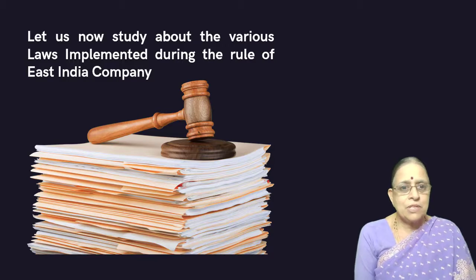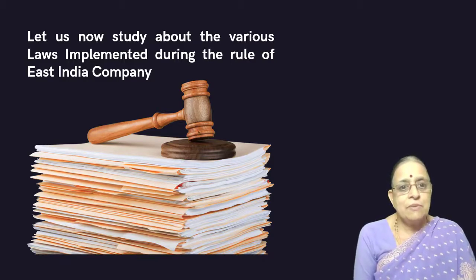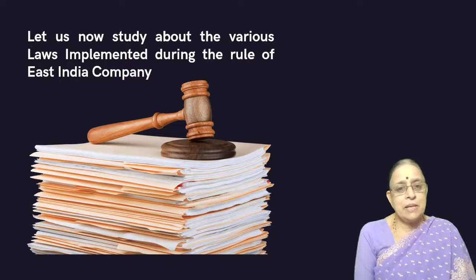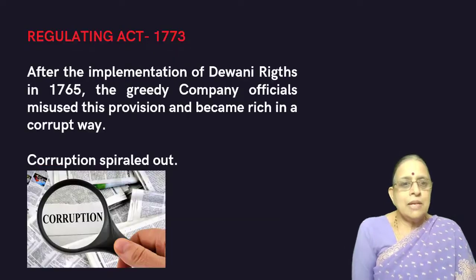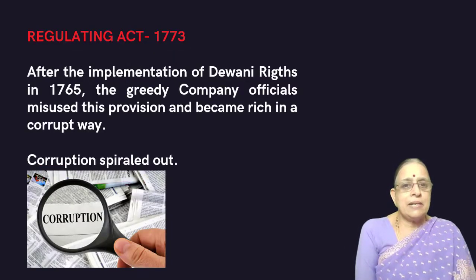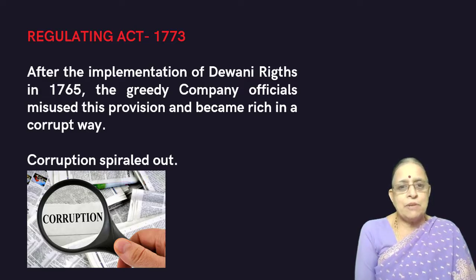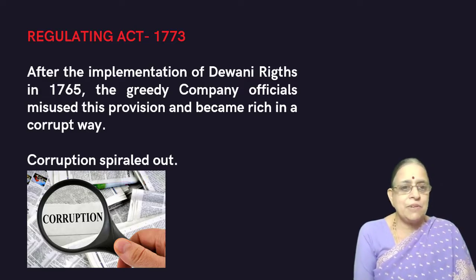So now, first let us learn about the various acts or the laws which were formed during the rule of East India Company, implemented and brought into force. Now let us learn about the Regulating Act of 1773. After the implementation of Diwani rights in 1765, that means yesterday we learned, the right to collect the tax went into the hands of the East India Company.